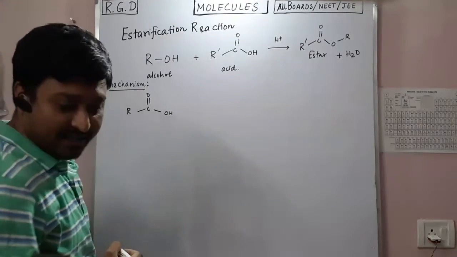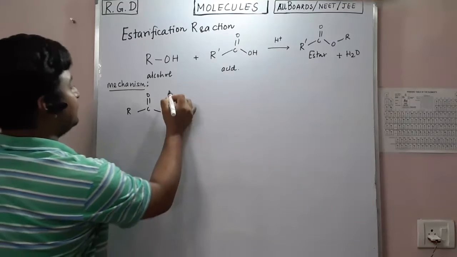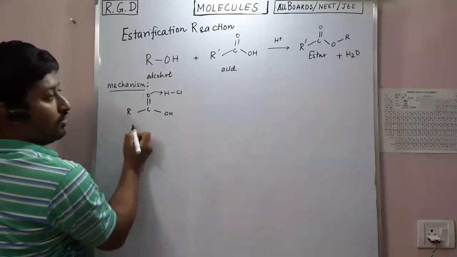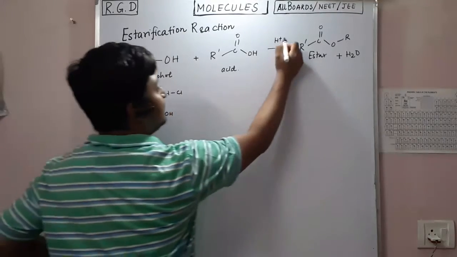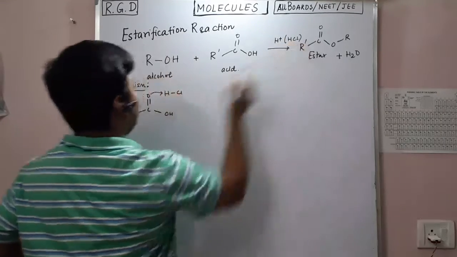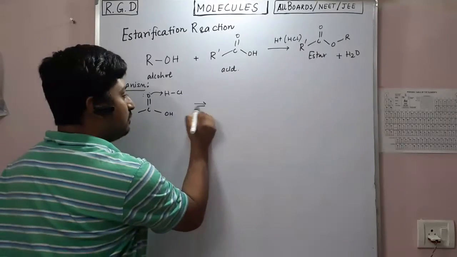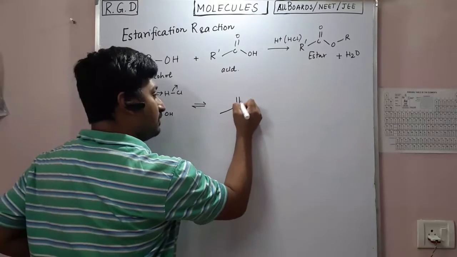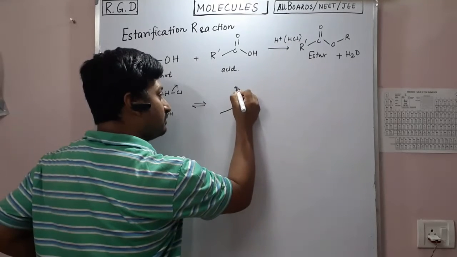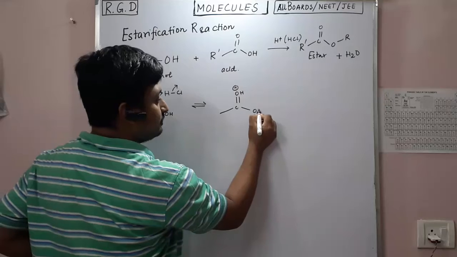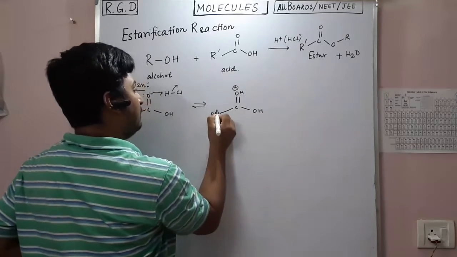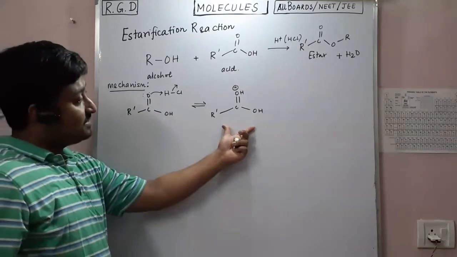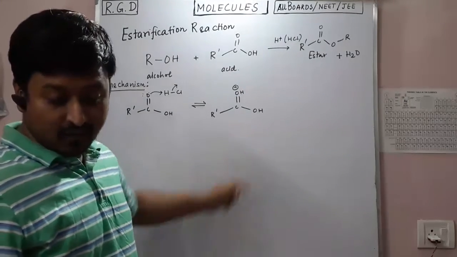So the carboxylic acid will act as a base and abstract the proton. Let's say the acid is HCl. The carboxylic acid abstracts the proton, and so this will take place.